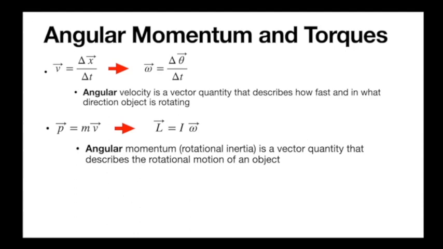Then we have an angular momentum as well. We know how fast something's rotating, but not all things rotating at the same angular velocity are going to behave the same way. Just like different objects moving with the same speed with different masses carry different momenta, different objects with different rotational inertia, this value I, carry different amounts of rotational momentum, angular momentum, right?